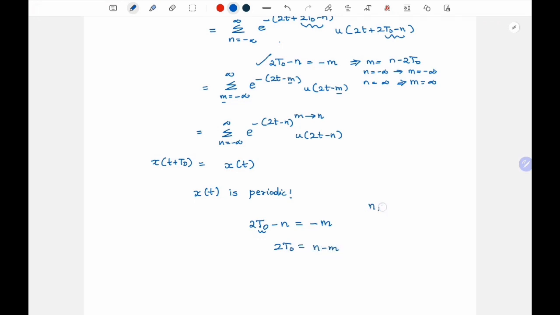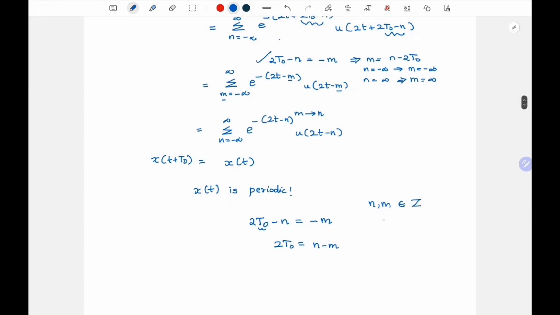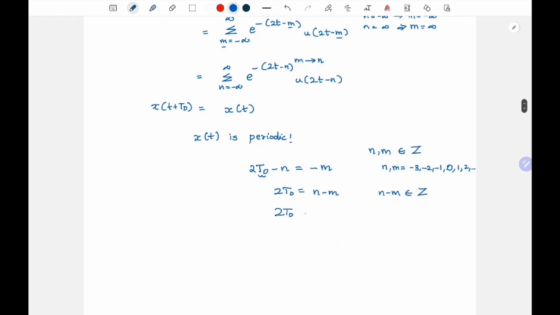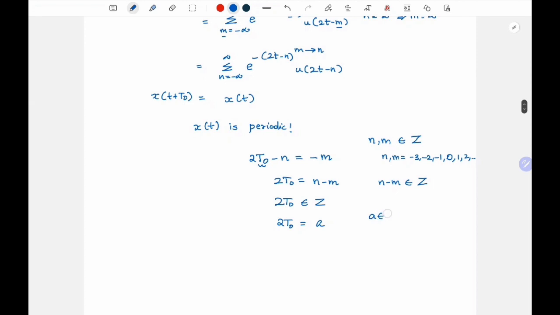So if you see n and m, they are integers, correct? So n, m can take values like minus 3, minus 2, any number of values, 0, 1, 2, and so on. So n minus m is also nothing but an integer, correct? So 2t naught should belong to the integers, right? So let's say 2t naught is equal to some integer, let's say a. Okay, a is an integer. So what will t naught be equal to? t naught will be a by 2.